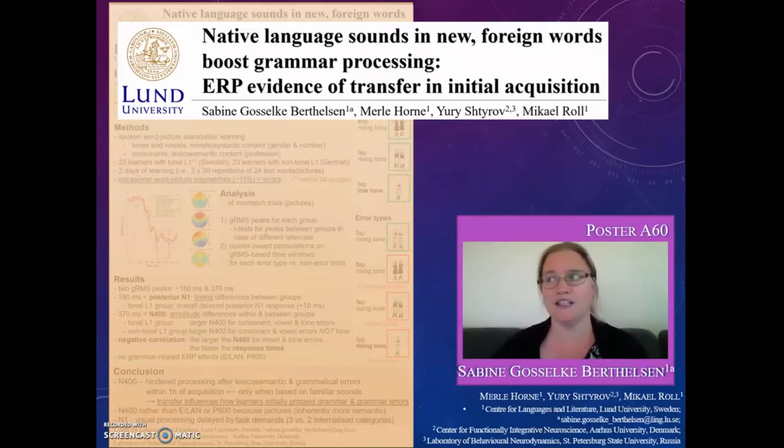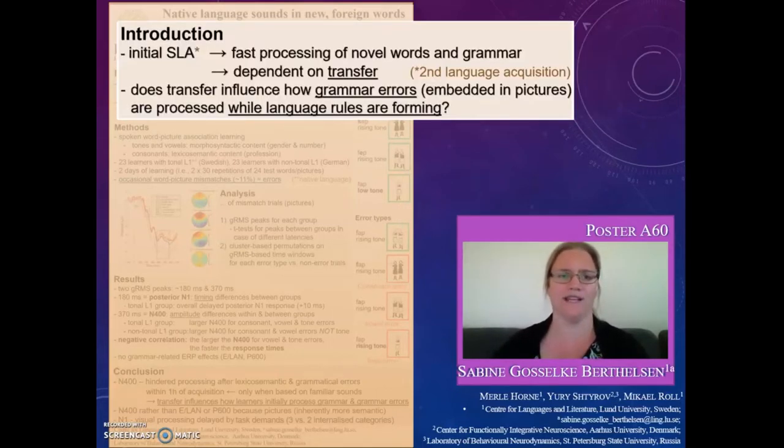As the title suggests, we're interested in how sounds and sound structures of your own language influence how you process novel words and grammar in a new language, especially in the very beginning. What we know from second language acquisition is that it can be very fast, especially in experimental settings. We find linguistic processing of novel words and grammar after days, sometimes even hours or minutes of acquisition.